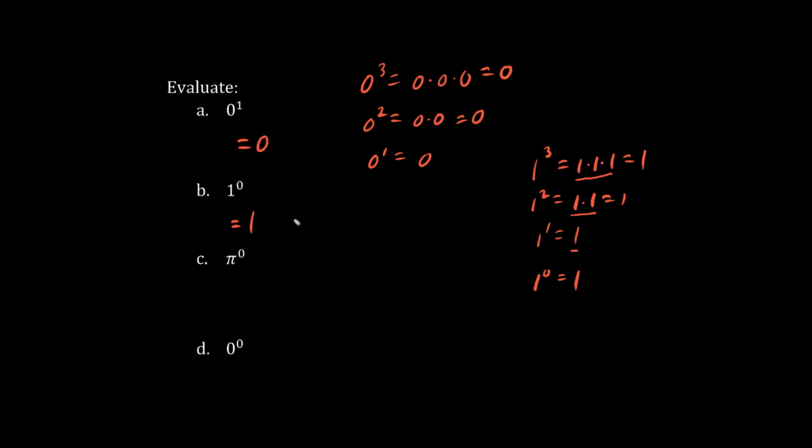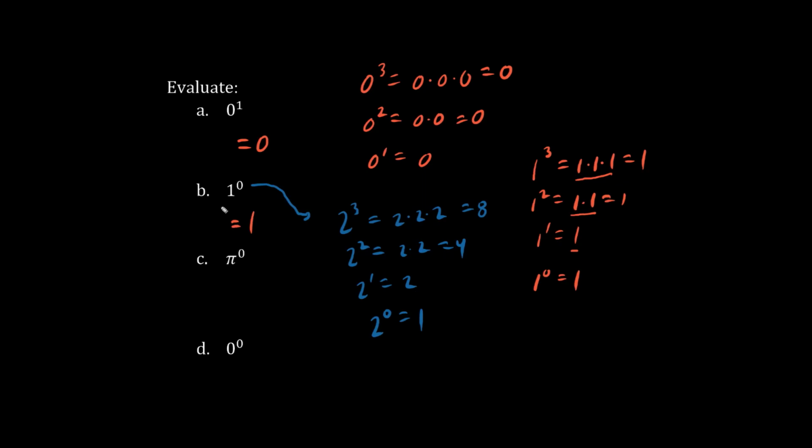This idea is a bit strange, so let's try it one more time. Exponent 0. What is 2 cubed? 2 cubed is 2 times 2 times 2, which is 8. 2 squared is 2 times 2, which is 4. Notice how we're dividing by 2 each time. 2 to the 1 is just 2. Now what is 2 to the 0? We divide by 2 and the answer is 1.